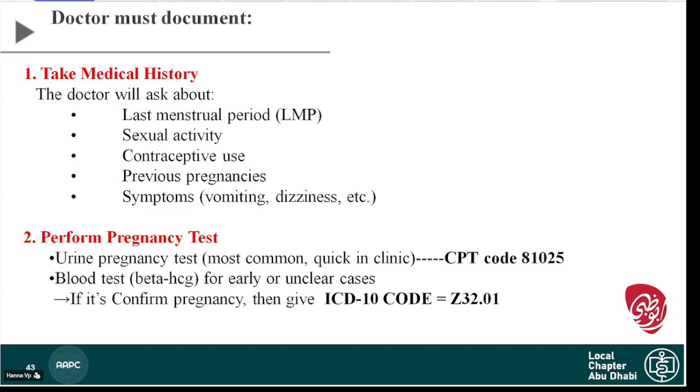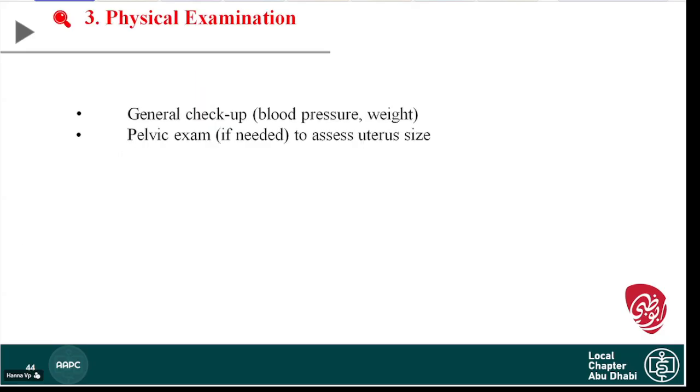Okay. Now, after this, the doctor will order. So, first of all, they will take the medical history. Then they will perform the pregnancy tests to confirm whether the pregnancy is positive or negative. Then the third step, they will do the physical examination. Doctors will order some kind of physical examination, guys. What is physical examination? Like some general checkup, like your blood pressure, the weight, and pelvic examination if needed to assess the uterus size. Same like that, the ultrasound method, the ultrasound procedure.